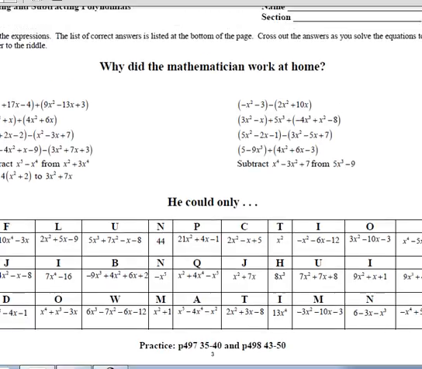So the directions: simplify the expressions. The list of correct answers is listed at the bottom. Cross out the answers as you solve the equations to reveal the answer to the riddle. Why did the mathematician work at home? And then the answer, he could only, and then you've got to come up with it. So there's a whole bunch of expressions here that you'll simplify and cross out.